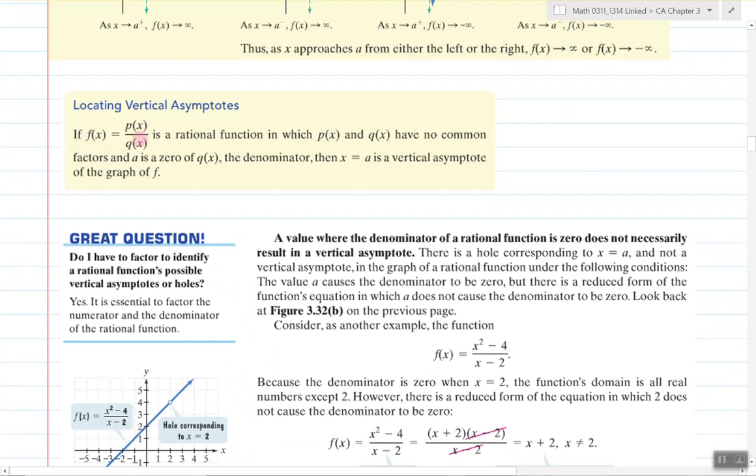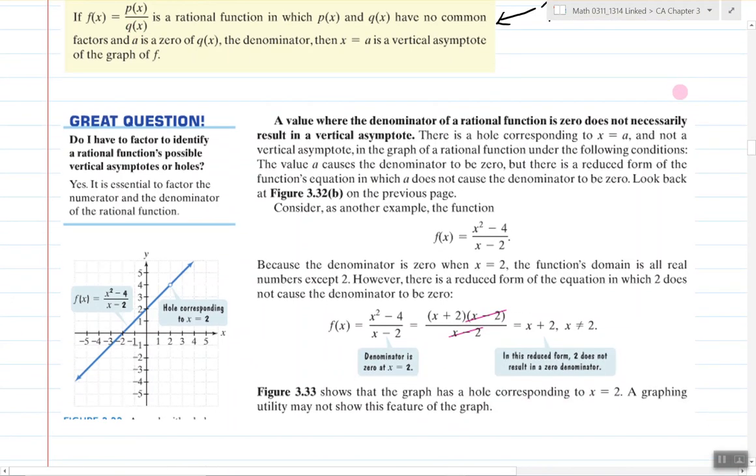All right, locating vertical asymptotes. If f of x is p of x over q of x, it's a rational function in which p of x and q of x have no common factors. Now that's important. That means it is reduced. And a is a zero of q of x. In other words, a is a solution of the denominator. Then x equals a is a vertical asymptote. Vertical asymptotes occur at the exclusions denoted by q of x, but only if it was in reduced form.